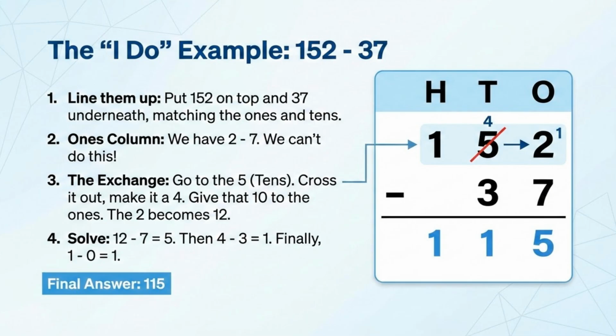152 minus 37. First, align the numbers. Next, look at the ones column. Since you can't subtract 7 from 2, you need to exchange from the tens column. The 5 becomes 4, and the 2 becomes 12. Finally, solve 12 minus 7 equals 5, 4 minus 3 equals 1, and 1 minus 0 equals 1. The final answer is 115.